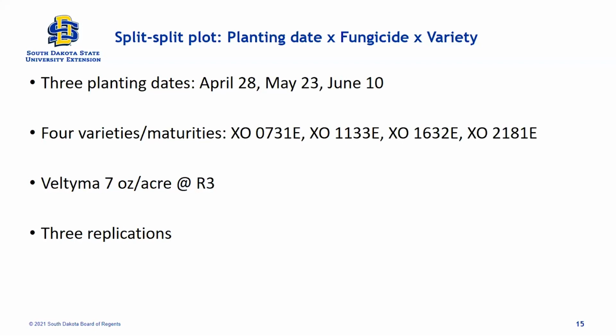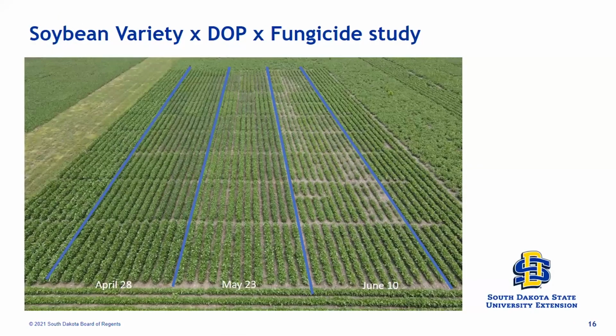And the fungicide was Veltime, at 7 ounces per acre at R3 stage, which is when you see a plant trying to begin to form a pod, that's the R3 stage. And all of these treatments are repeated 3 times. That means 3 replications. So here's how the fields were laid out.